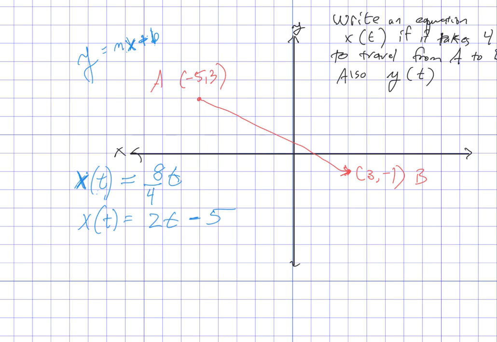And what does that equation describe? That equation describes the location of the x coordinate over the time period of 4 seconds as it travels along this line segment.